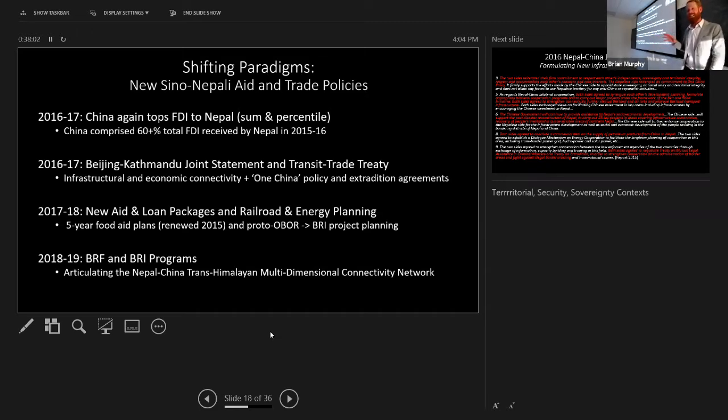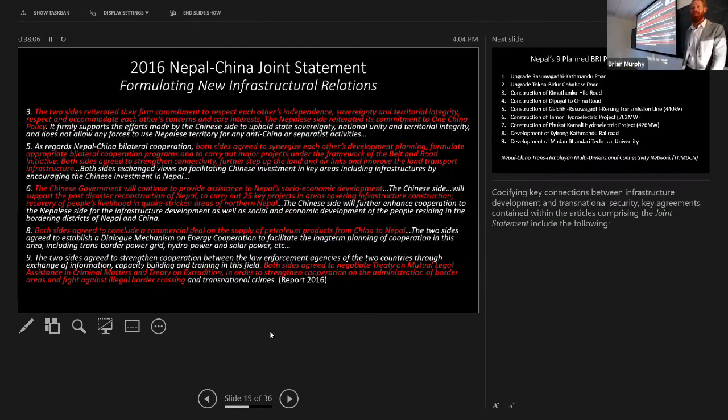Most enthusiastically in the Nepal-China Trans-Himalayan Multidimensional Connectivity Network. So what was going on with these joint statements and transit treaties? Now, I realize there's too much text on the screen here, but I want to point your attention to what is here in red, which is this articulation of these infrastructural relations, this connection between infrastructure development, aid, and security agreements.